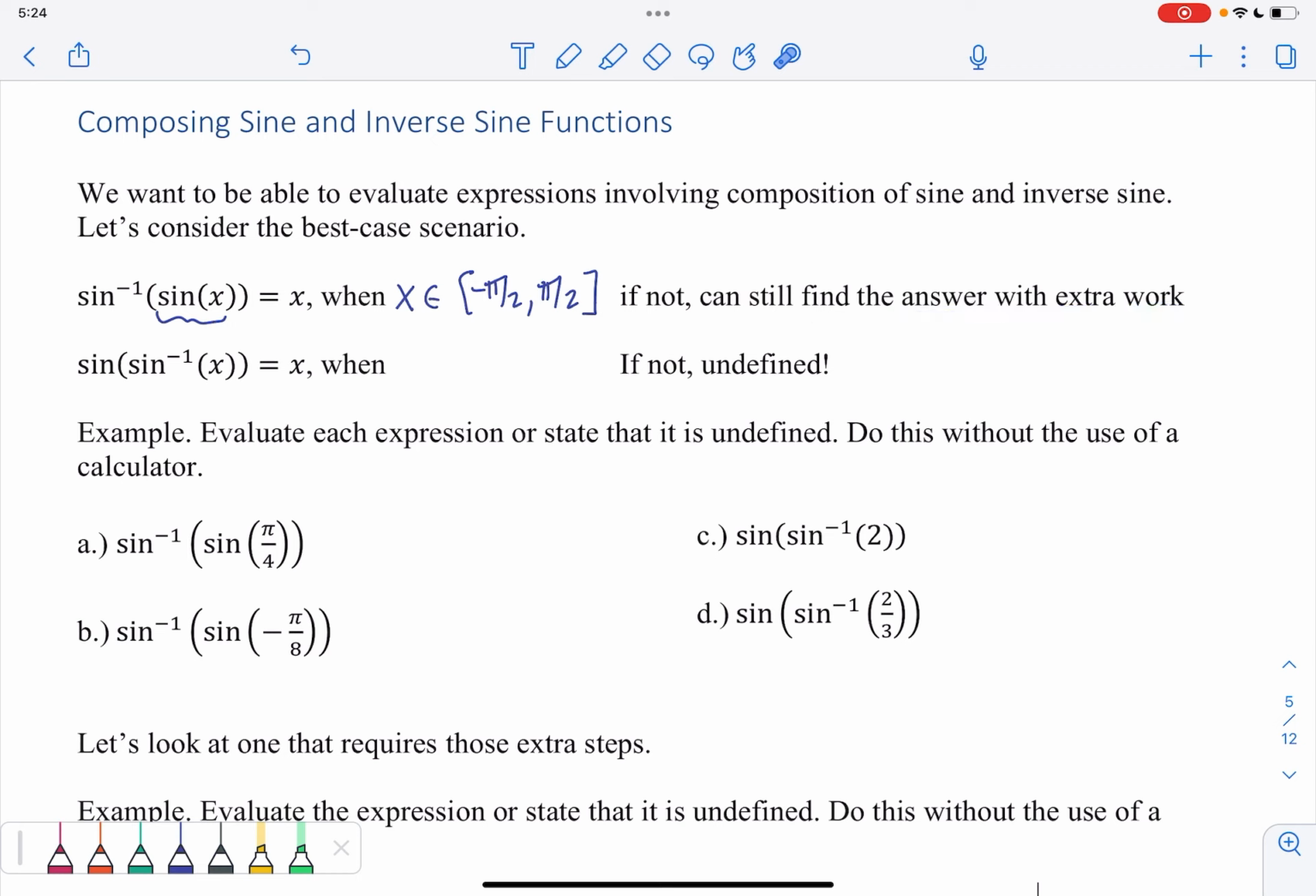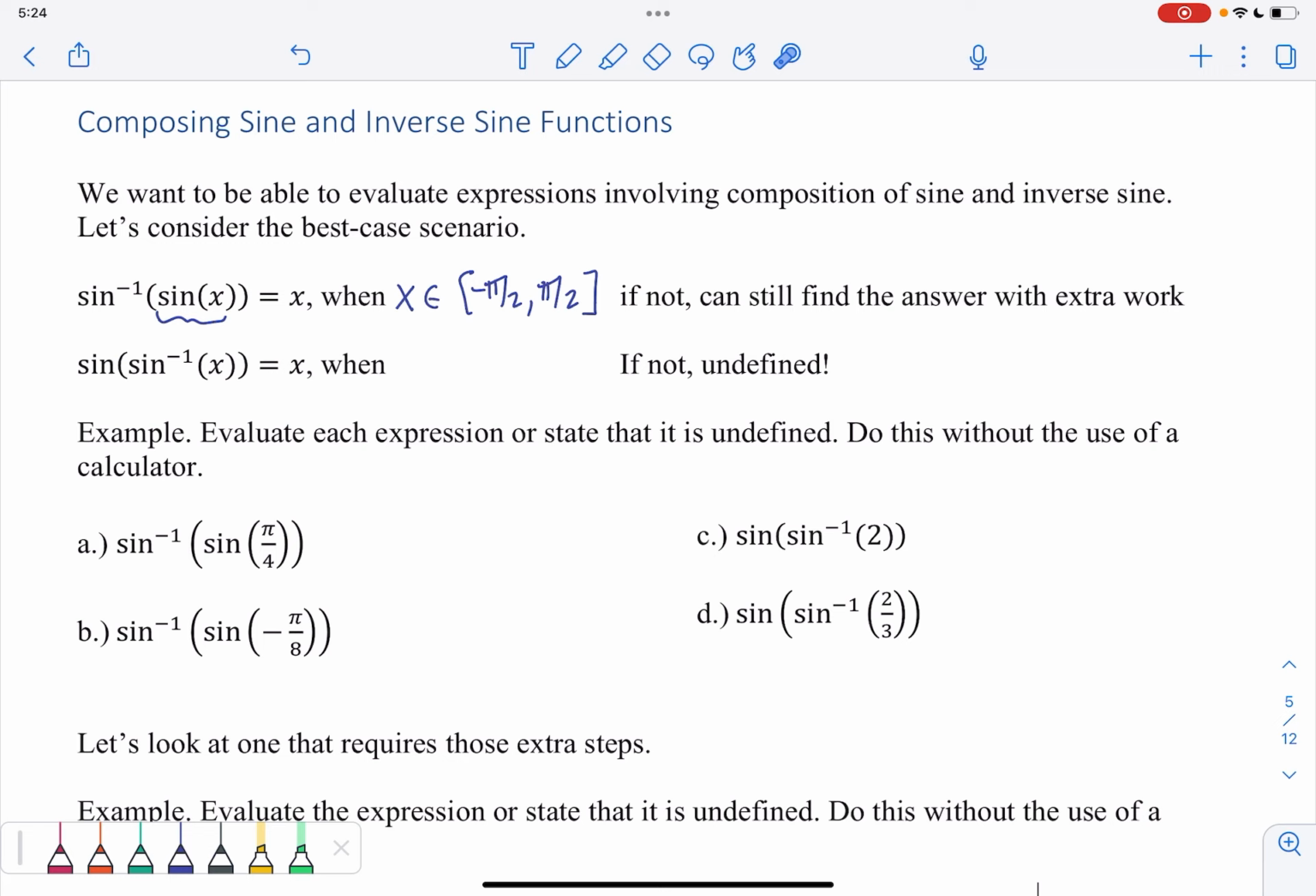So what about the other way around? What if I have sine of sine inverse of x? When does this whole thing just equal the input? And again, that's just saying sine inverse is taking a sine value and giving me an angle, and then I take sine of that angle and just get that value again.